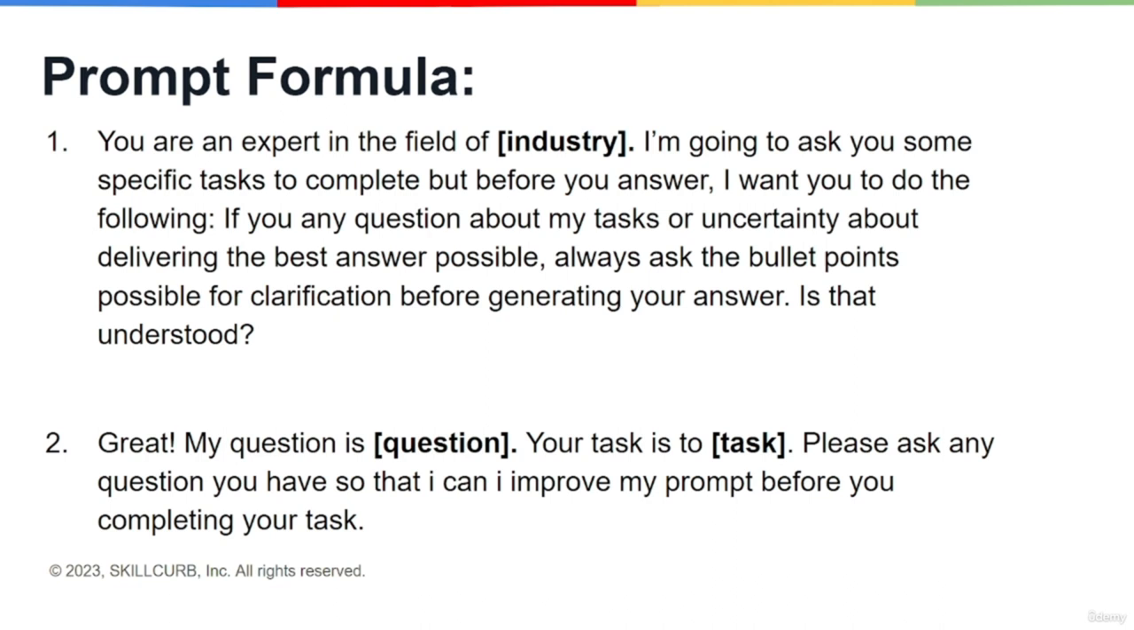So first of all, you're going to say, you are an expert in the field of whatever industry you want to question about, whatever industry you want ChatGPT to answer for you. Then you're going to say, I'm going to ask you some specific task to complete, but before you answer, I want you to do the following. If you have any question about my task or uncertainty about delivering the best answer possible, always ask the bullet points possible for clarification before generating your answer. Is that understood? So that is actually an edited prompt by me.